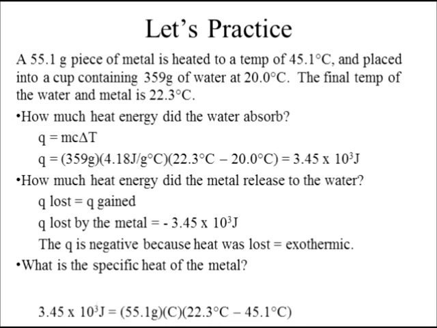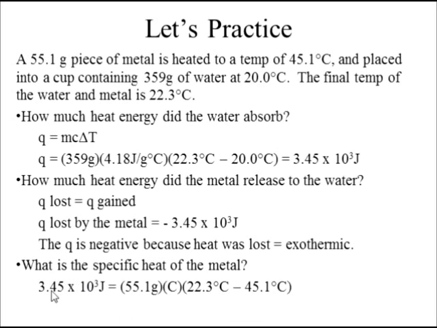So what is the specific heat of that metal? I take the Q and plug it in with the mass, 55.1 grams for that piece of metal. I don't know the specific heat; that's what I'm trying to figure out. But I do know its initial temperature was 45.1 and its final temperature was 22.3. So I multiply these two numbers, then divide, and that gives me my specific heat, 2.75. So the specific heat for this piece of metal is 2.75.